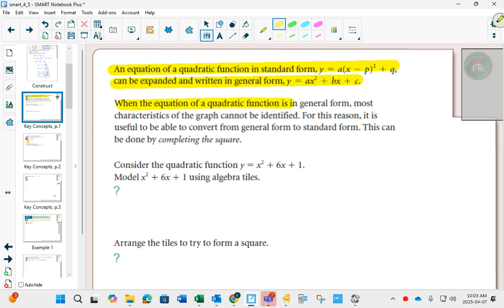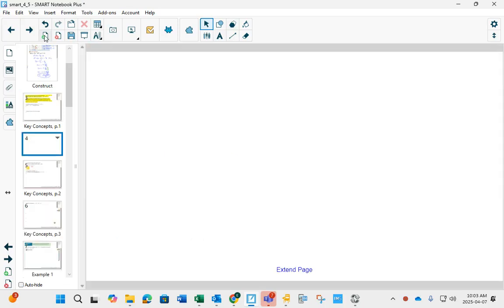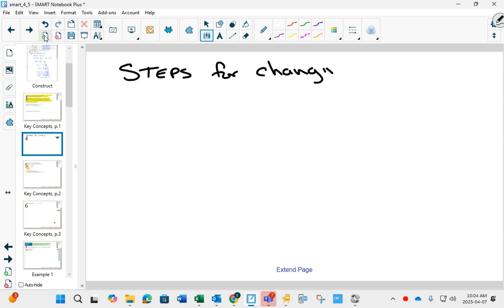So when the equation is in general form, most of its characteristics are not helpful. So we want to change from general form to standard form, and we can use a method of completing the square that's very simple and very similar to what we did before. Okay? So then I would like you to, at the bottom of the page, you have some space, and we'll write this up.